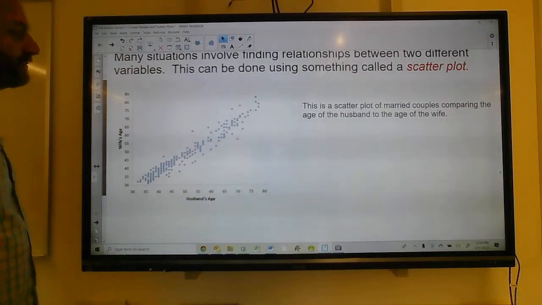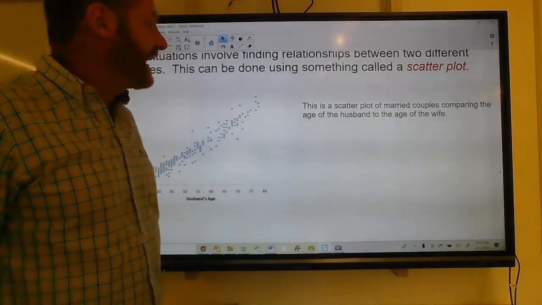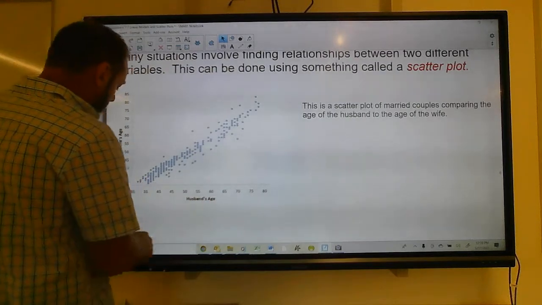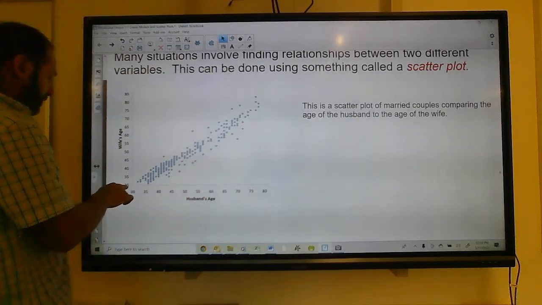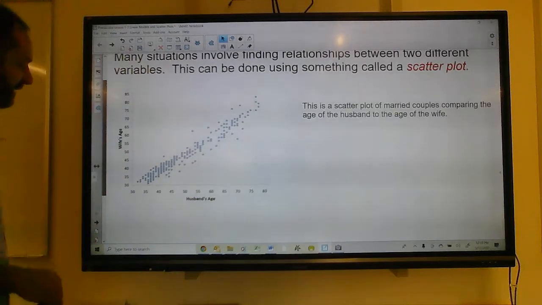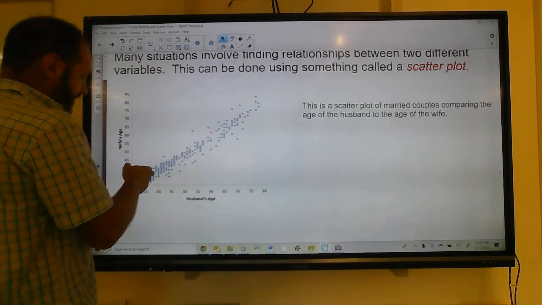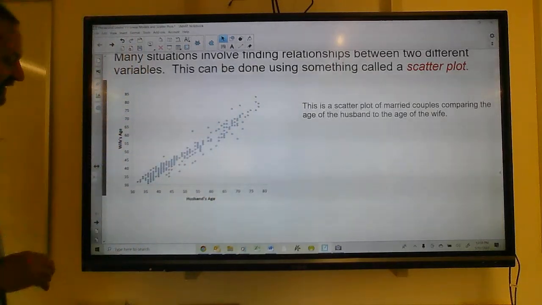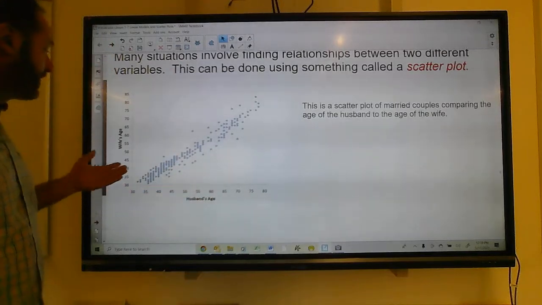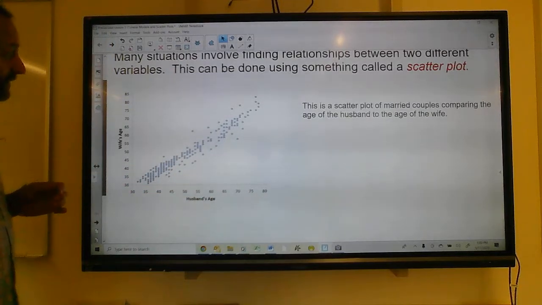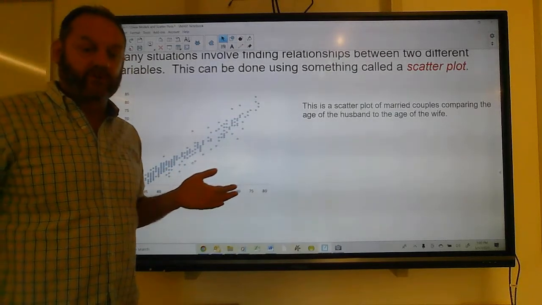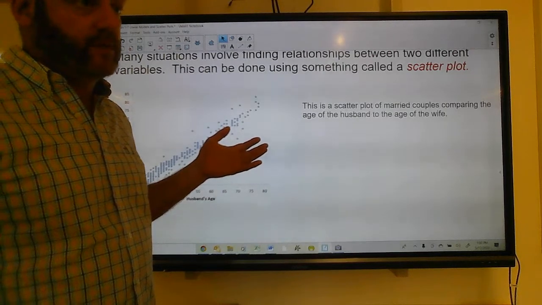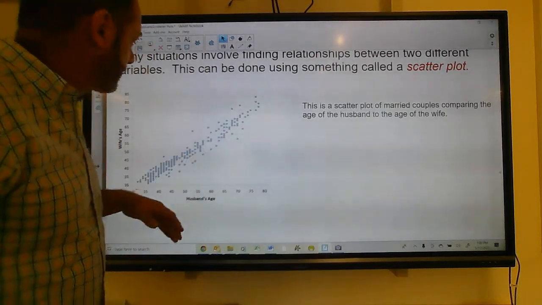Now, this one happens to be the scatter plot of married couples comparing the age of the husband to the age of the wife. So here's the husband's age down here, goes from 30 to 80. The wife's age goes from 30 to 85. And you can see that there's a definite line here. Okay? Basically, the older the husband, for the most part, the older the wife. And that makes sense because most people want to be with somebody who is there and has their life experience, etc.